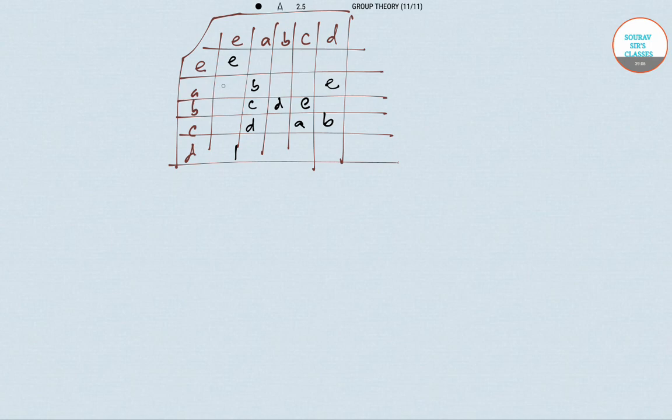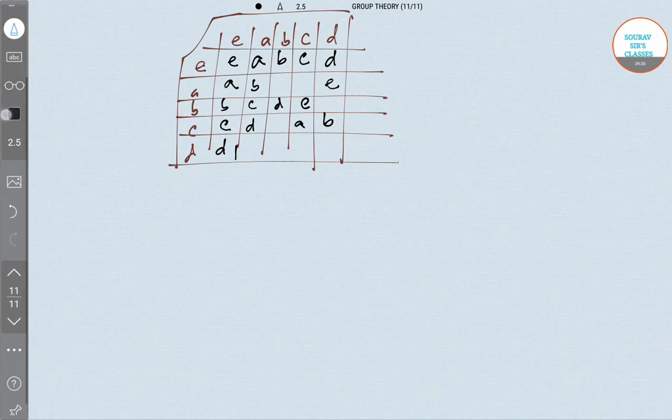So we need to find, is there any A E? So E A is the identity. E is the identity element over here. So E into A is obviously A. So E into B is B, E into C is C, E into D is D. That's it. Second line, A into E is again the identity, B into E, C into E. In that way the first line is done.